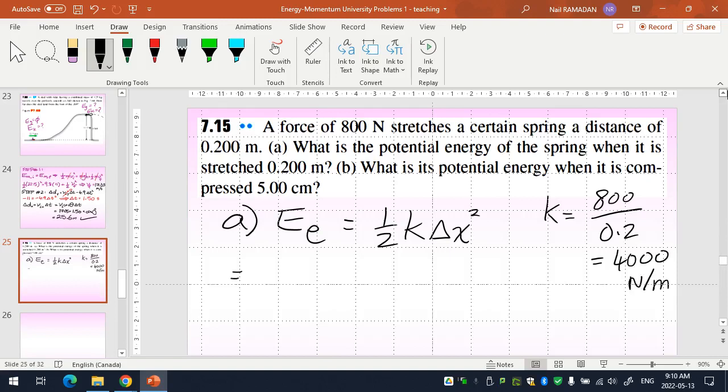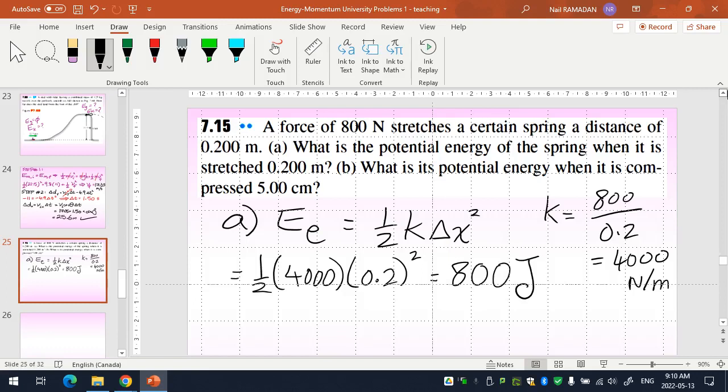And now we just plug in the numbers. Half times 4,000 times 0.2 squared. Okay, how much is that? Well, 0.2 squared is 0.4. Sorry, 0.04, my bad. So how much? 800. Yes. 800 joules of energy.